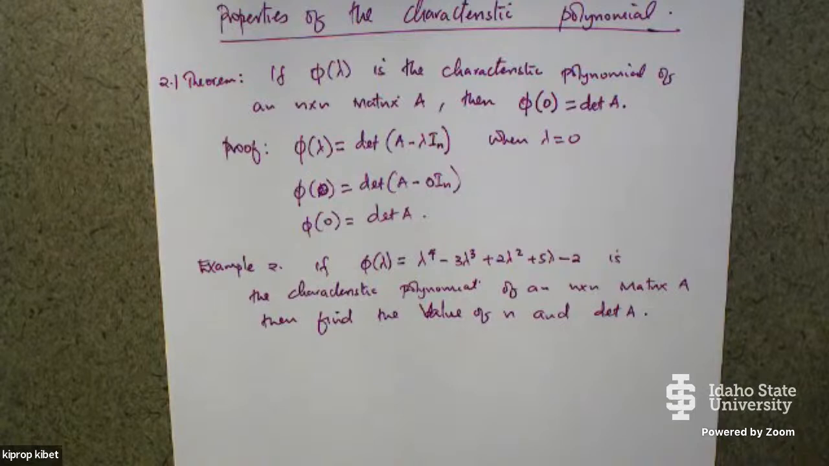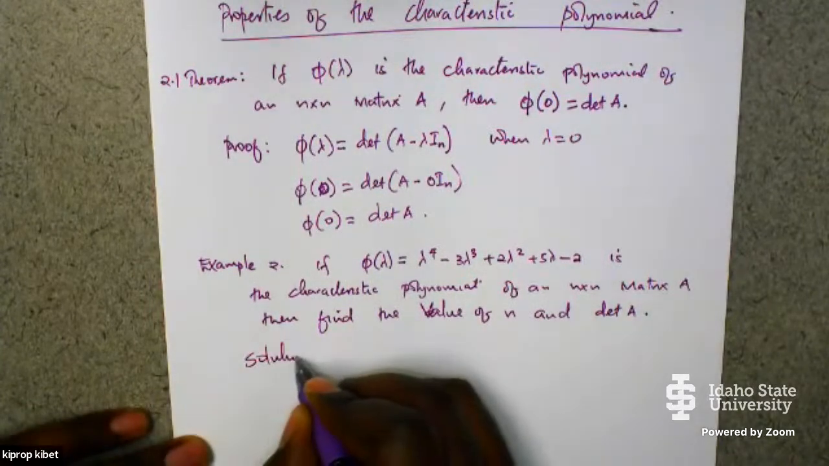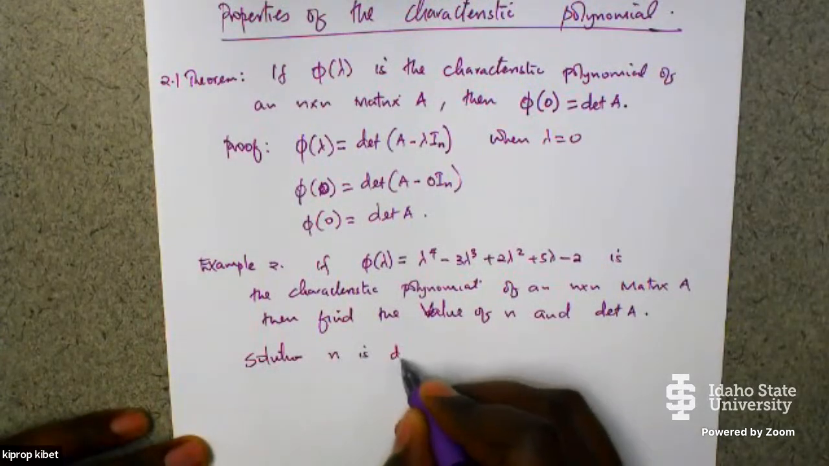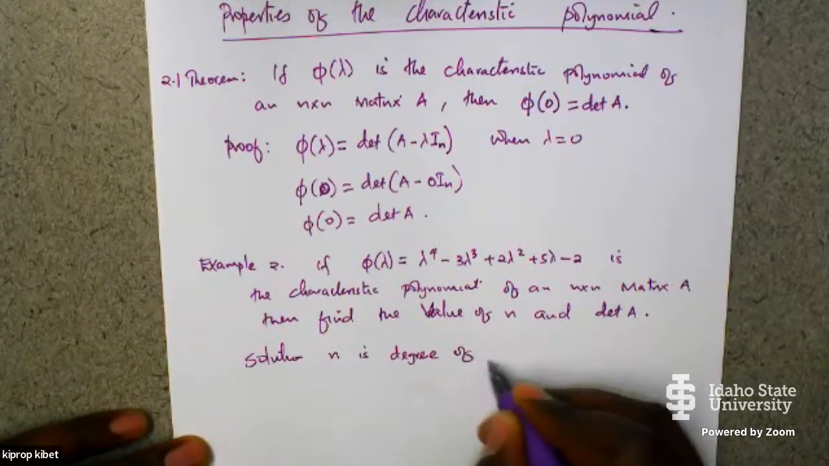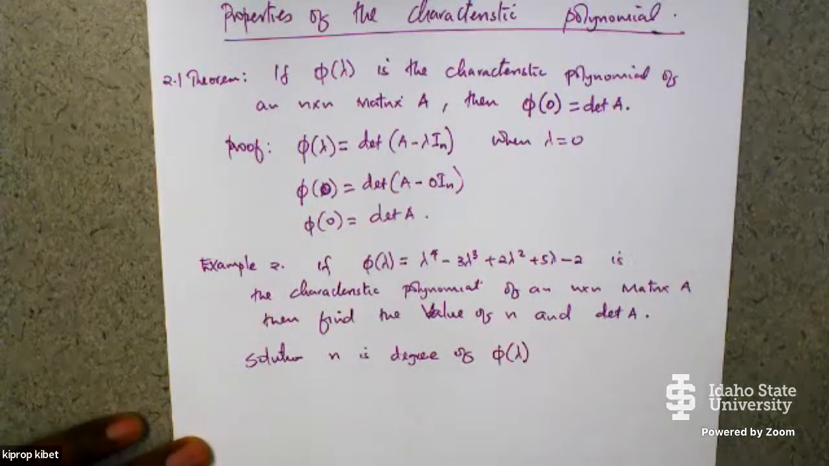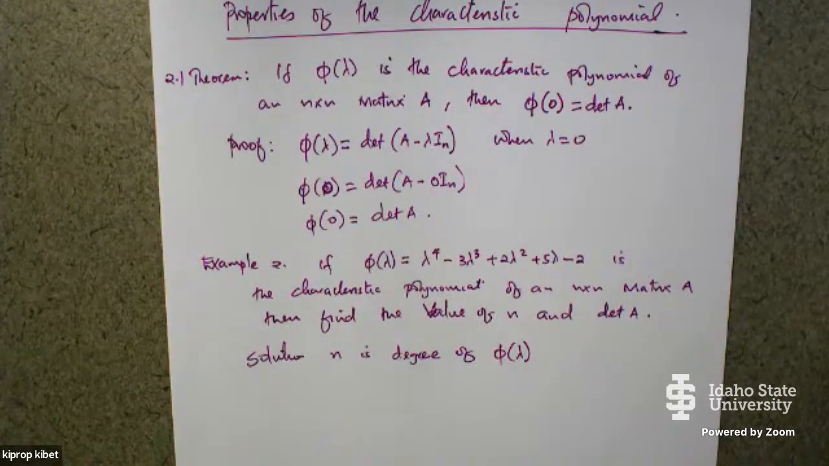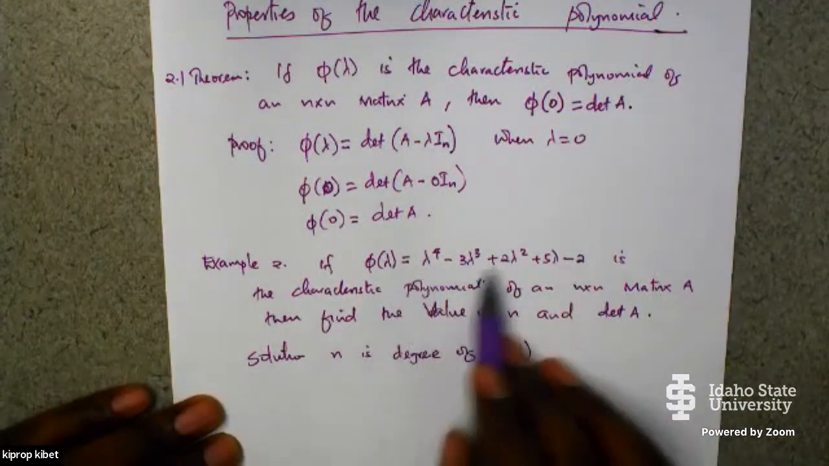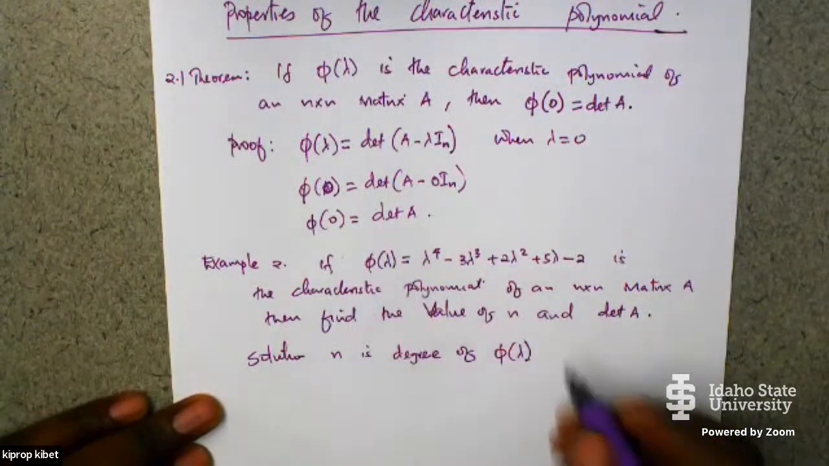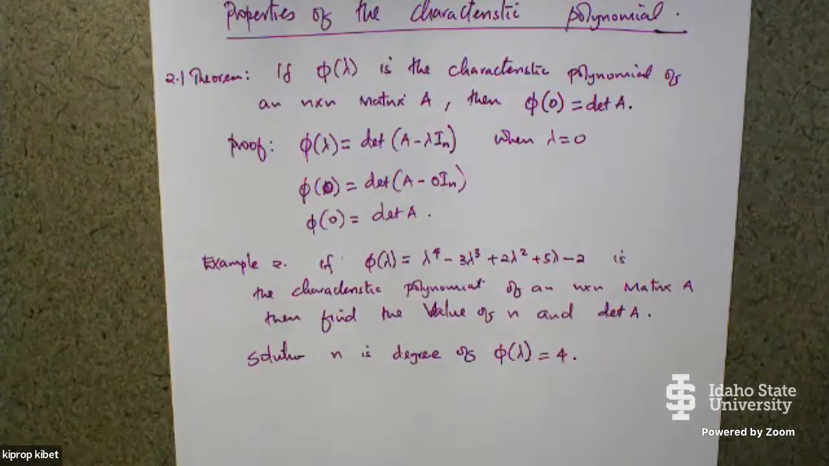In this case, the value of n is the degree of this characteristic polynomial. So what is the highest power of that characteristic polynomial? So the solution: n is the degree of the characteristic polynomial, which in our case, the highest power is 4. So n is equal to 4.